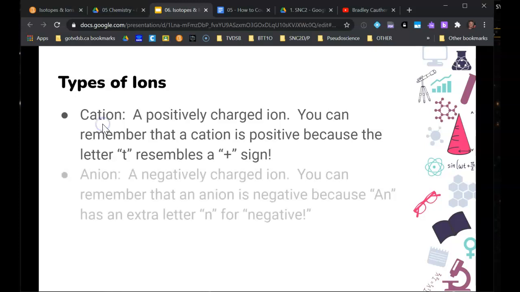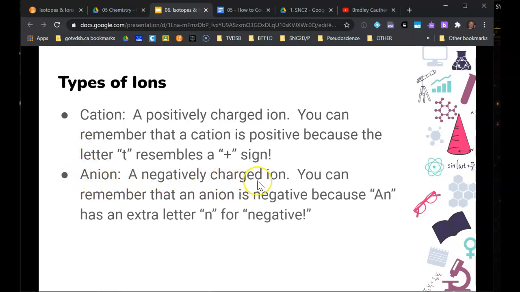Cats are positive, right? Anion is the other type. An anion is a negatively charged ion. So the N in anion will tell you negative. It's not the greatest way to remember it, but it's probably the best way you're going to come up with.